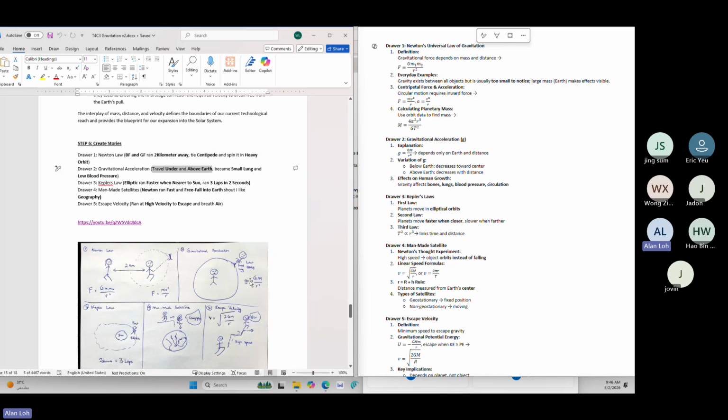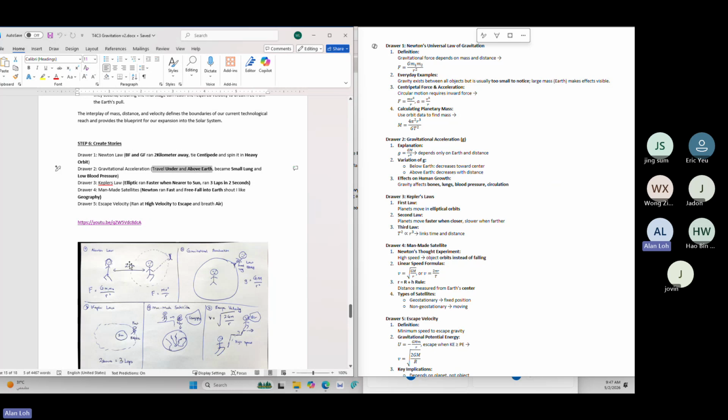Right, the story. If I translate that story into a picture, I'm not a good artist, that's why you see my drawing is like this. So I travel below the Earth. This is the Earth, and above the Earth. Then my lung became small, and my blood pressure became low. Right, this is the girlfriend, and this is the boyfriend story.